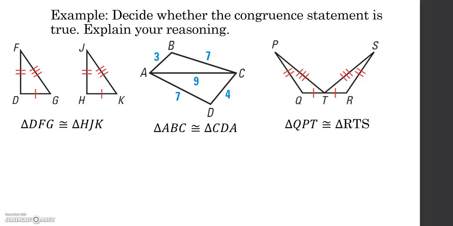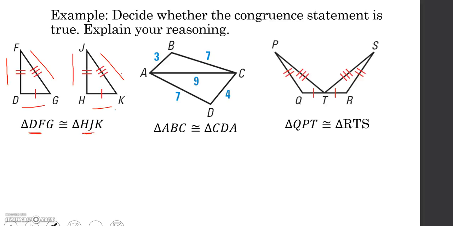Okay, so let's take a look at the first one on the left there. So if I take a look at just the triangles themselves, I can see by side that they are congruent because we have this side is congruent to this side, and this side is congruent to that side. So that way we do know that they are that way. But now we want to make sure that our congruence statement is accurate. So the first thing here says DF is congruent to HJ.